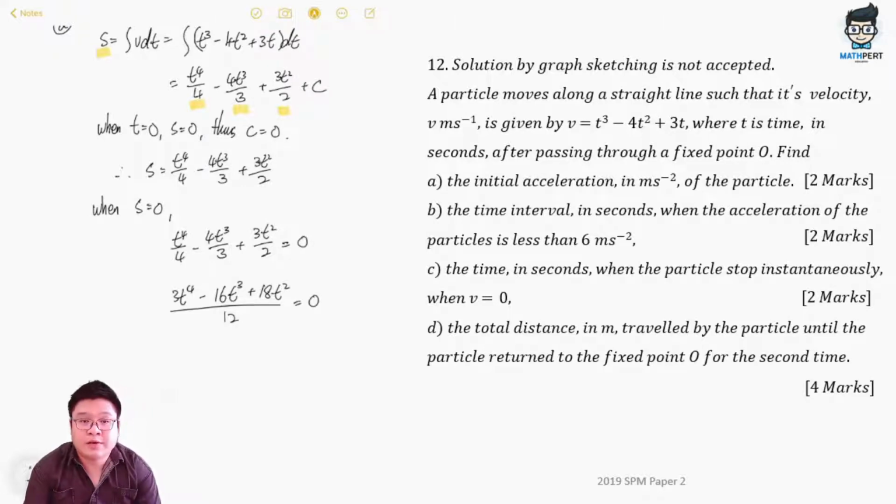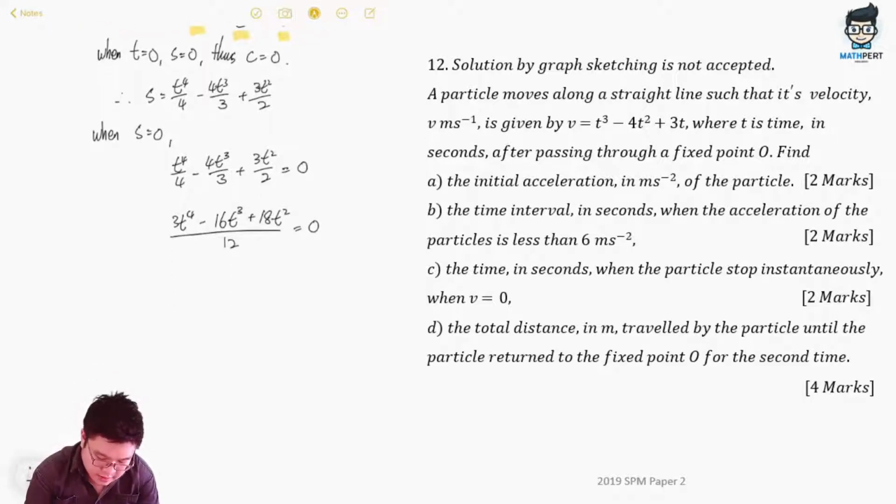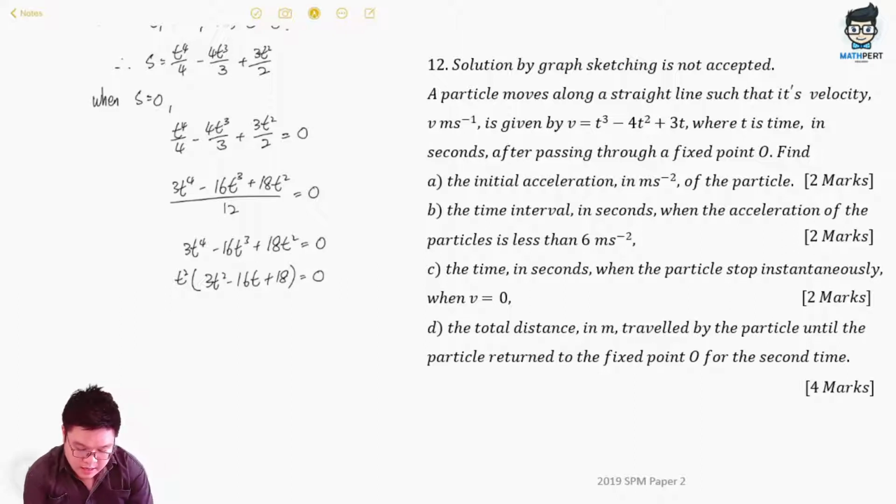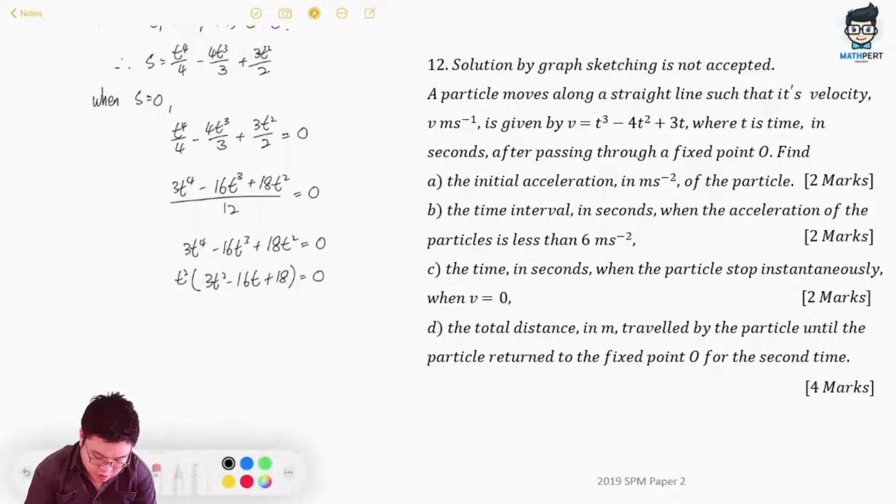12 cannot be equal to 0. What I mean is the denominator cannot be equal to 0, so the only thing that can be 0 is the numerator. So 3t to the power 4 minus 16t cubed plus 18t squared equals 0. Then I can factor out t squared, which gives 3t squared minus 16t plus 18 equals 0. Let's see whether we can factorize it. In this case we can't factorize, so we need to use the formula method.